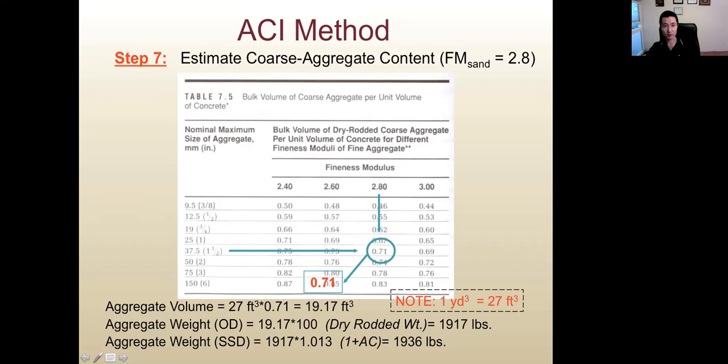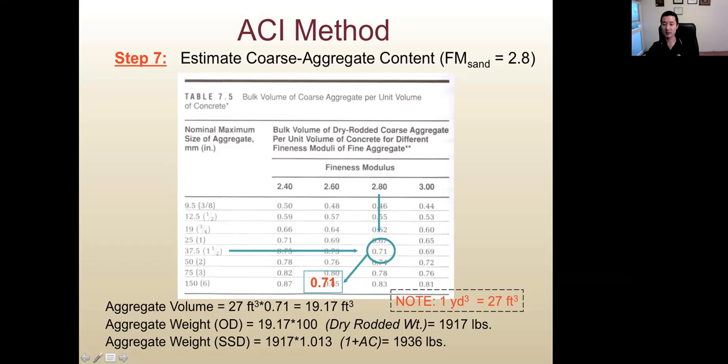The next step, we determine how much coarse aggregate is needed. The question tells us the fineness modulus of the sand is 2.8. The size of the coarse aggregate is 1.5 inch. So we need 0.71 bulk volume of coarse aggregate.